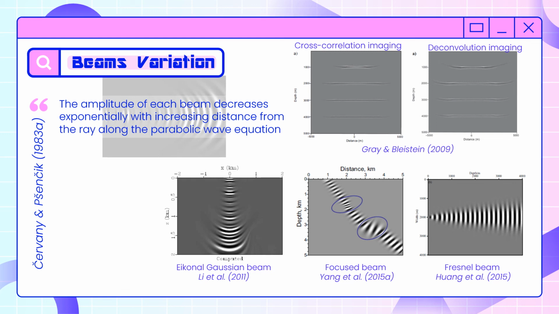Fresnel beam migration is another Gaussian beam-based migration technique developed by Huang et al. in 2015. The narrow and stable half-width of the Fresnel beam allows the reflection energy to concentrate in a reasonable range in the vicinity of the central ray. Hence, a lot of migration noise caused by large beam half-width in Gaussian beam migration is reduced.